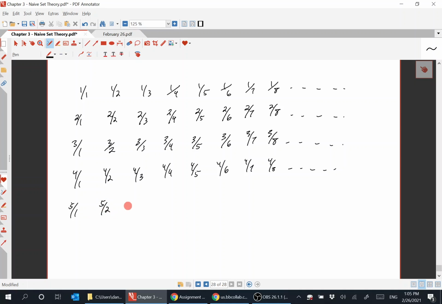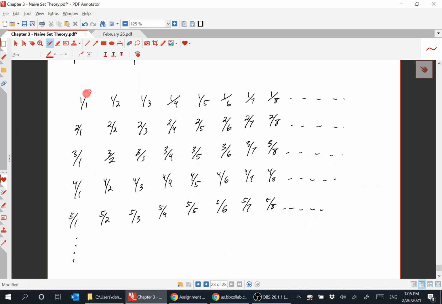So you do the same thing that you did before. But of course, these repeat themselves. Anytime you come up against a repetition, you just throw it out. So here's number 1, number 2, number 3, number 4, number 5. We already got that one, just leave it out. Here's number 6, number 7, number 8, 3/2, number 9, 2/3, number 10, 1/4.